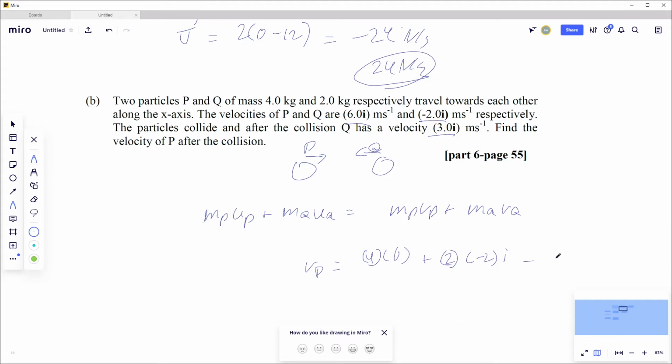Minus mq, which is 2, times vq, which is 3. Again, we're talking I here. And this is what? Again, this is I also. So it's a bunch of i's, over mp, which is 4. And just do the simplification. Let me just push this down.